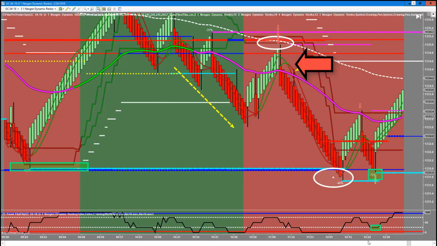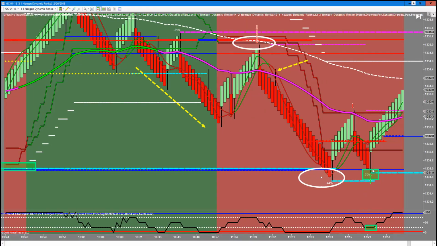So again, once we make our target, then if we were going to do this long trade, our stop would be 10 ticks. After the reversal bar to the upside, then we would be able to reduce our risk and manage our position.